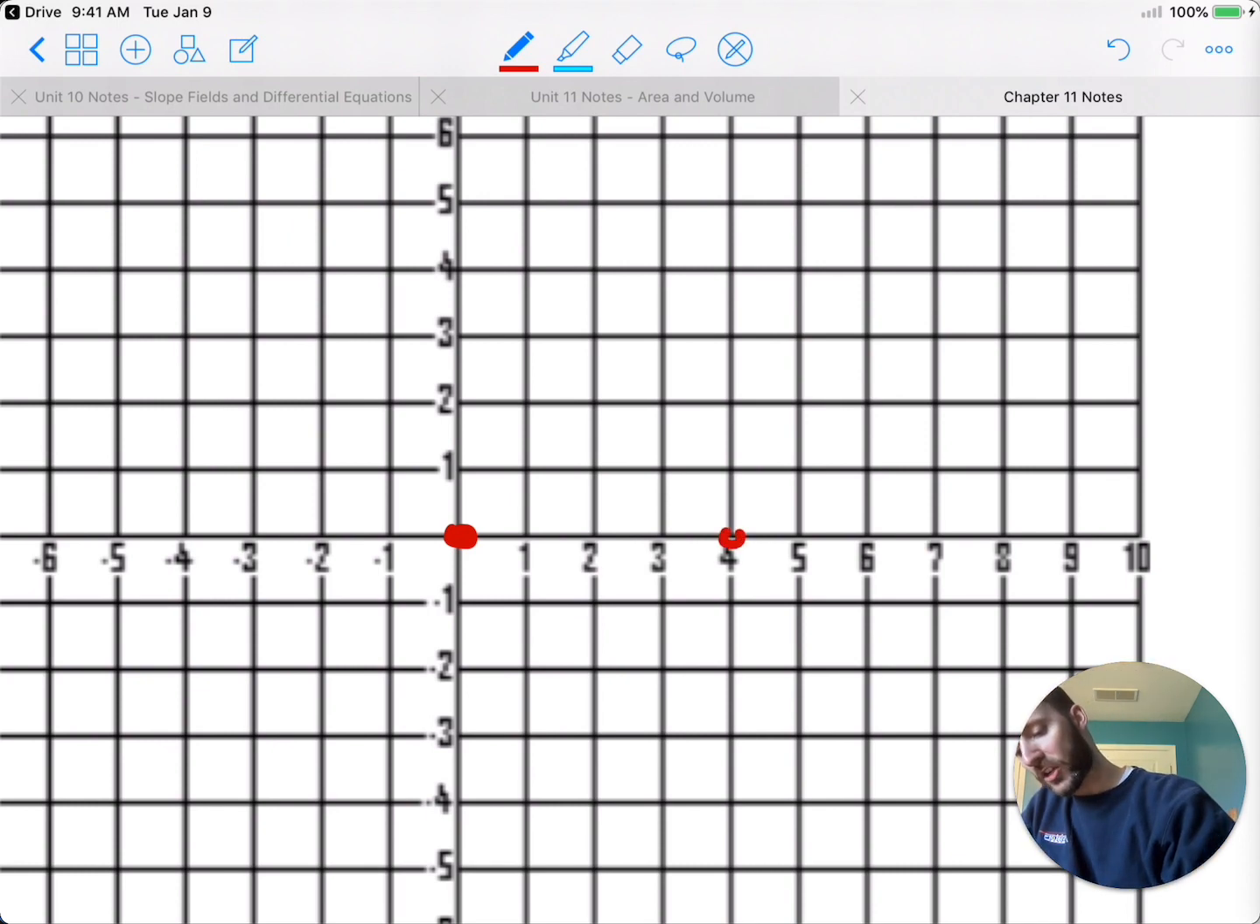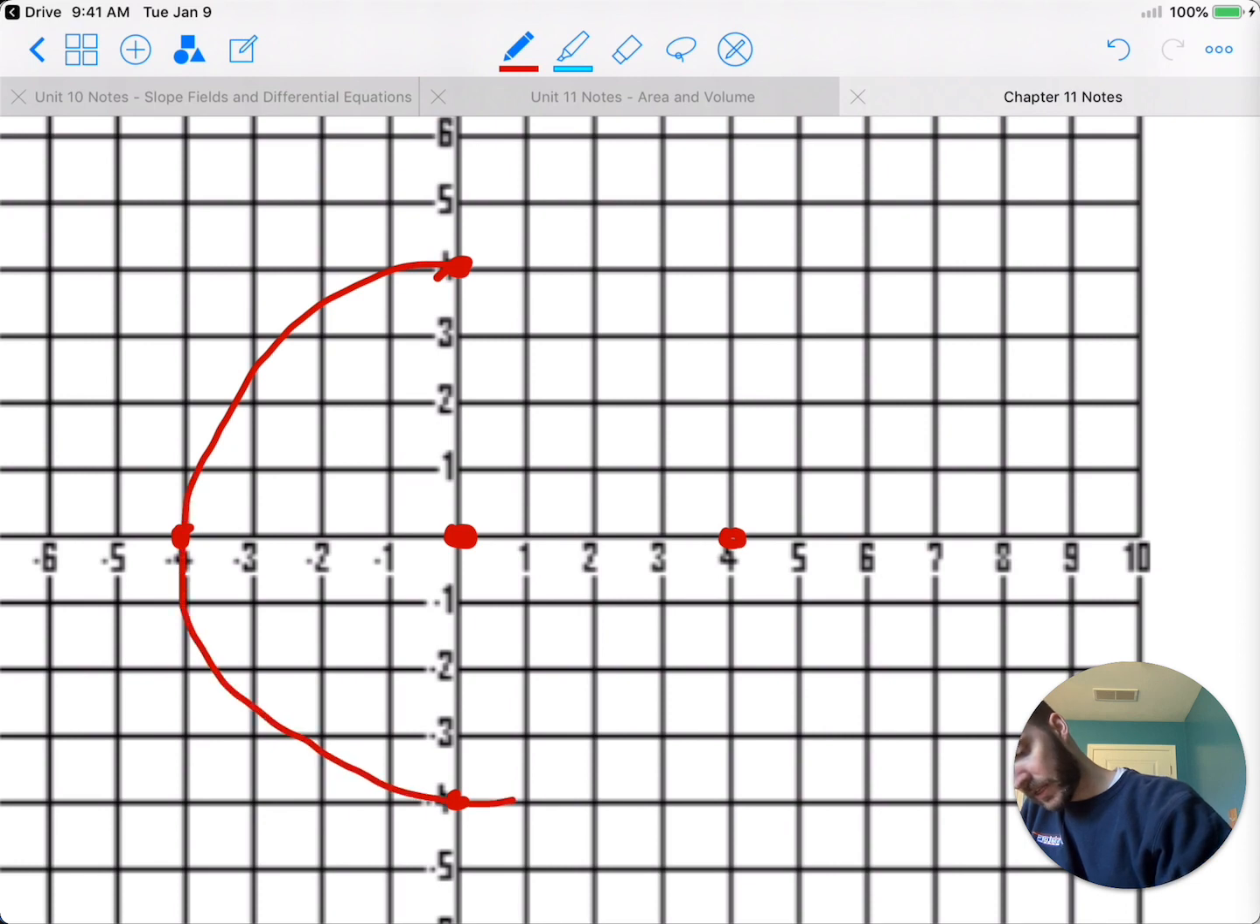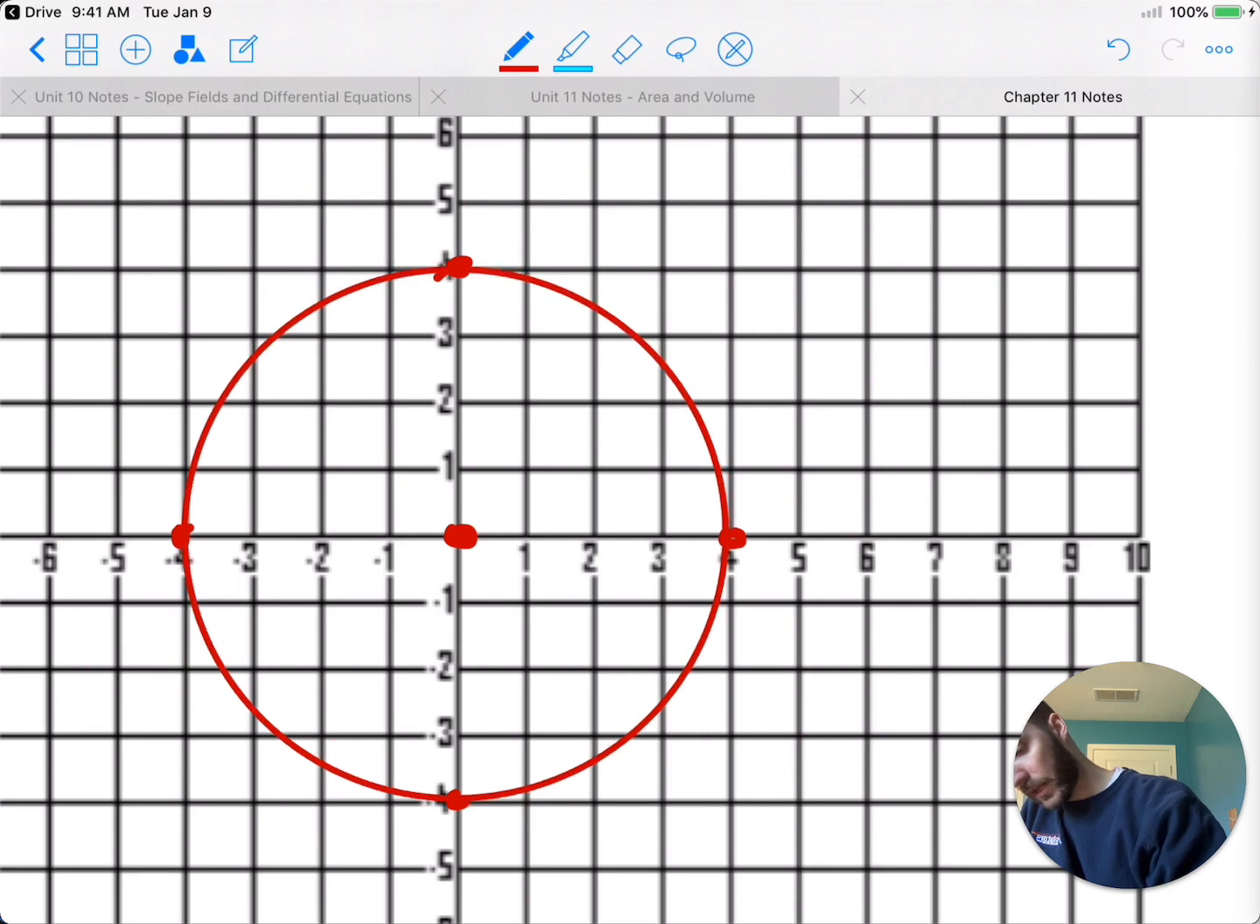Go in the cardinal directions: right, up, left, down, kind of like north, south, east, west. And I want this to look good, and be careful. And look at that circle. I'm so good.